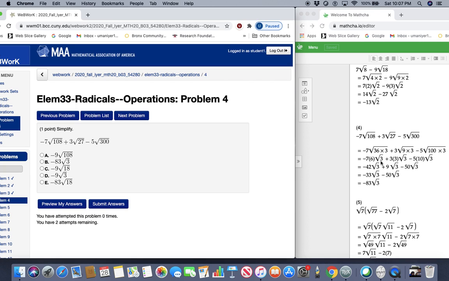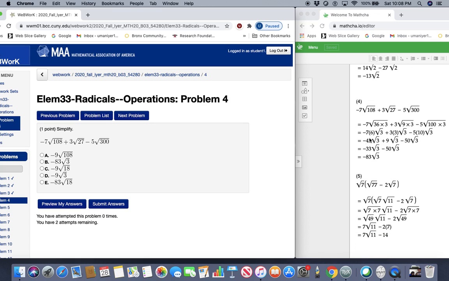Square root 3 cannot be improved. Plus 3 times square root 9 is 3. Square root 3 cannot be improved. Minus 5 times square root 100 is 10. Square root 3 cannot be improved. So at this point, negative 7 times 6 is negative 42 square root 3, plus 3 times 3, 9 square root 3, minus 5 times 10, 50 square root 3.